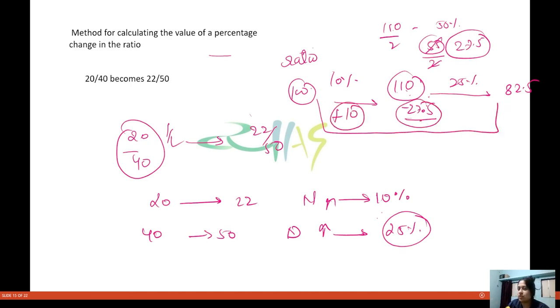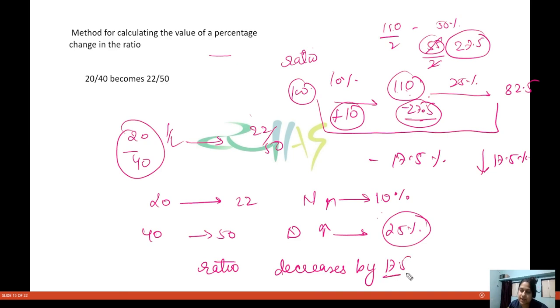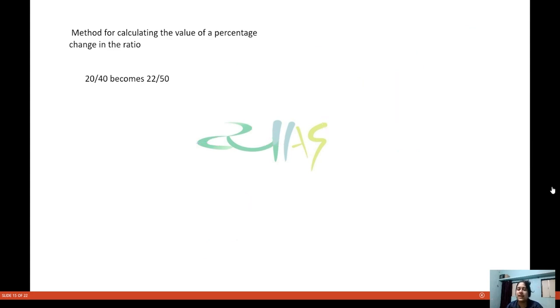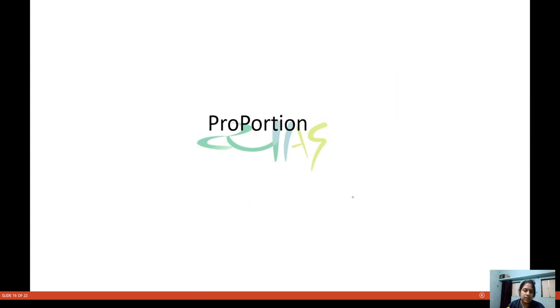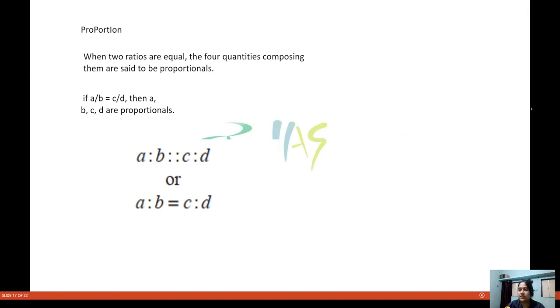Now, if somebody is saying to you that A, B, C, D are in proportion, that means AD is equal to BC. So that means multiplication of the extremes is equal to the multiplication of the middle. So AD equals BC, or you can write A by B is equal to C by D. Everybody should understand that.